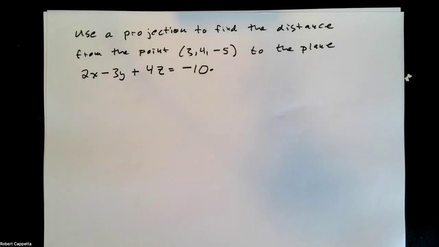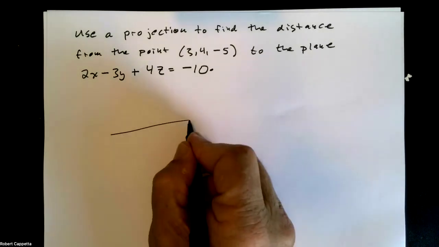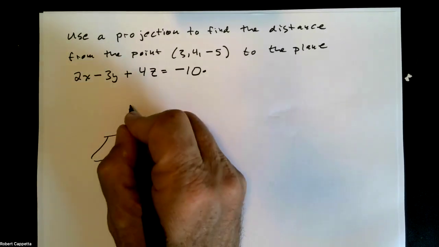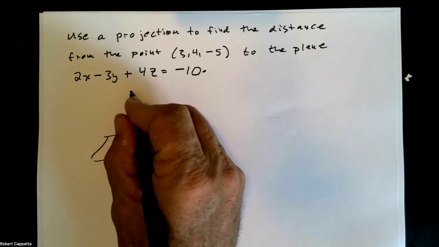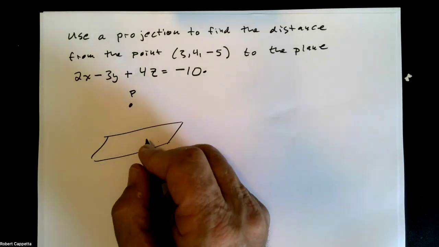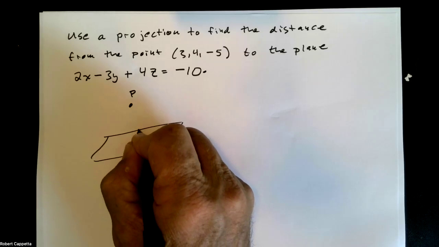We want to find the distance from a point to a plane by using a projection. So let us consider the geometry. We're starting with a plane, and we have a point P. What do we need to consider here? We need to consider the normal vector for the plane. Now, if we can get the normal vector going through the point P, that would certainly be helpful.